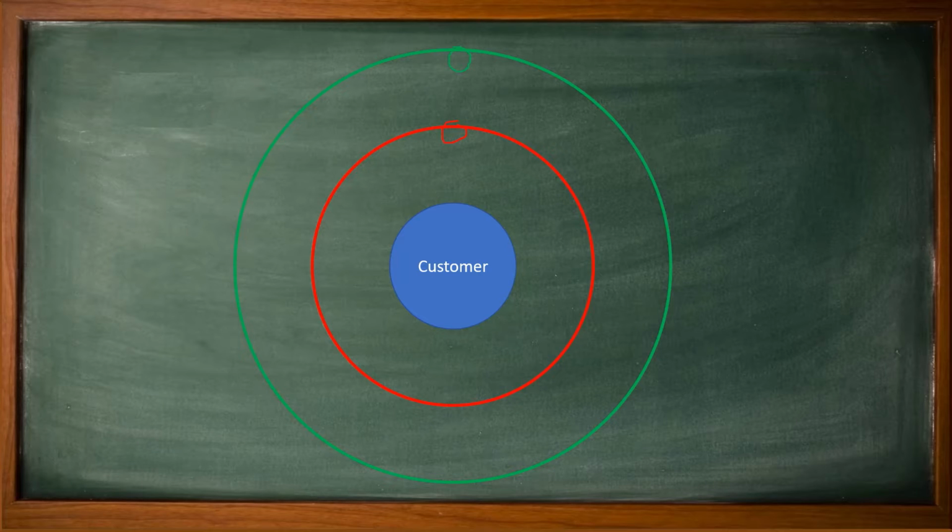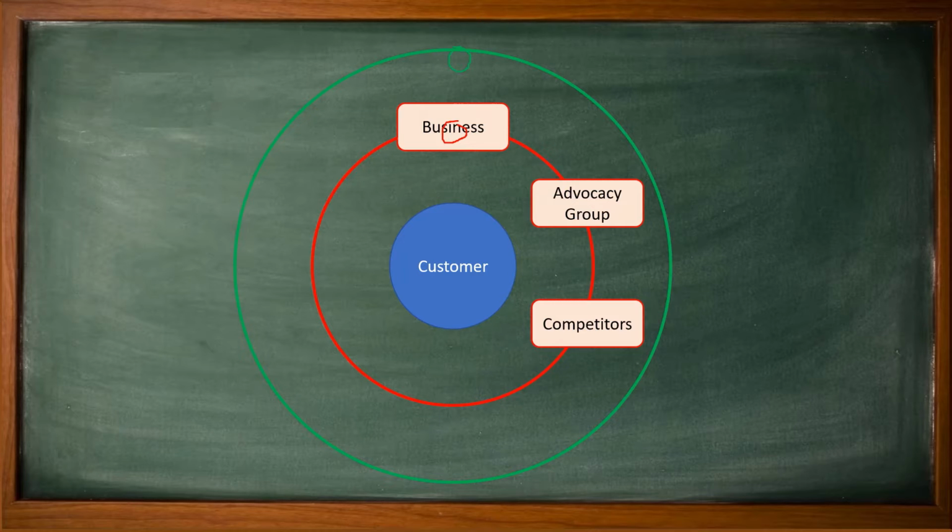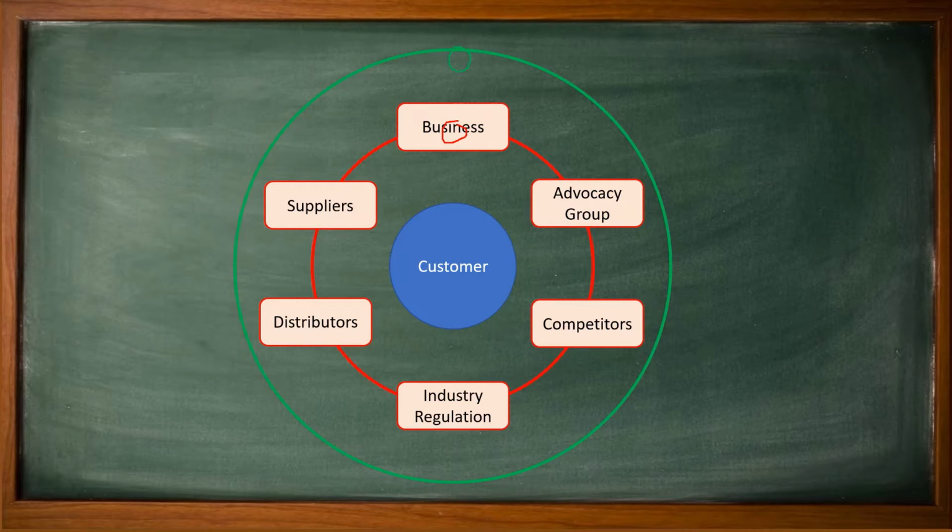The micro market factors can also be known as BACIDS, which is composed of the following. B for business. A for advocacy groups. C for competitors. I for industry regulation. D for distributors. S for suppliers. Business, it is an organization that provides goods or services to its customer. Most institutions seek to make profits and aiming to achieve revenues that exceed the operating cost of the business.